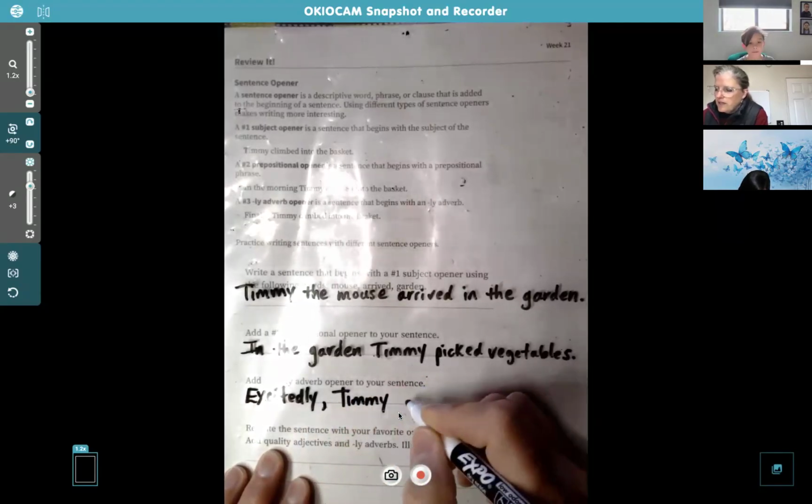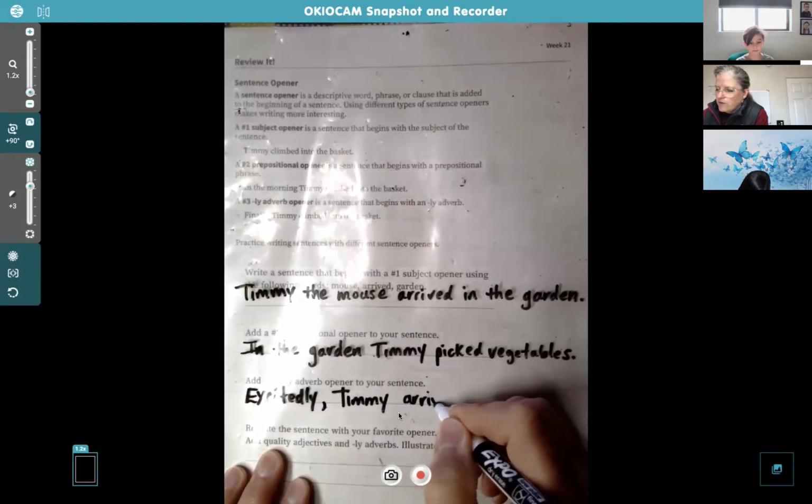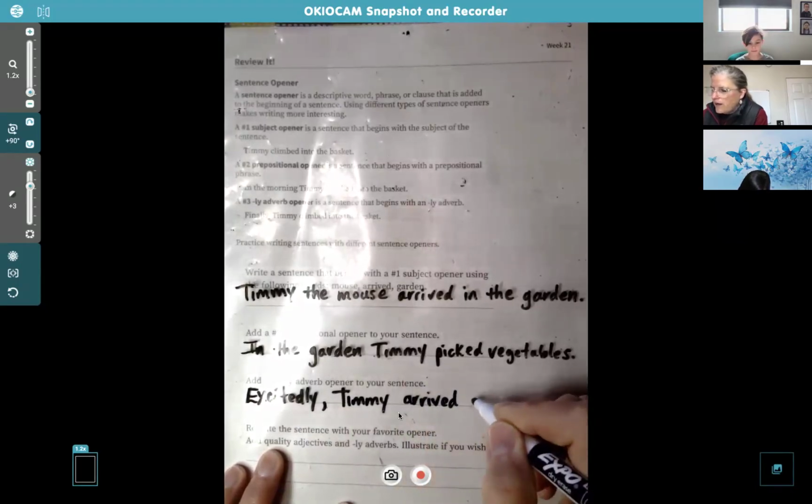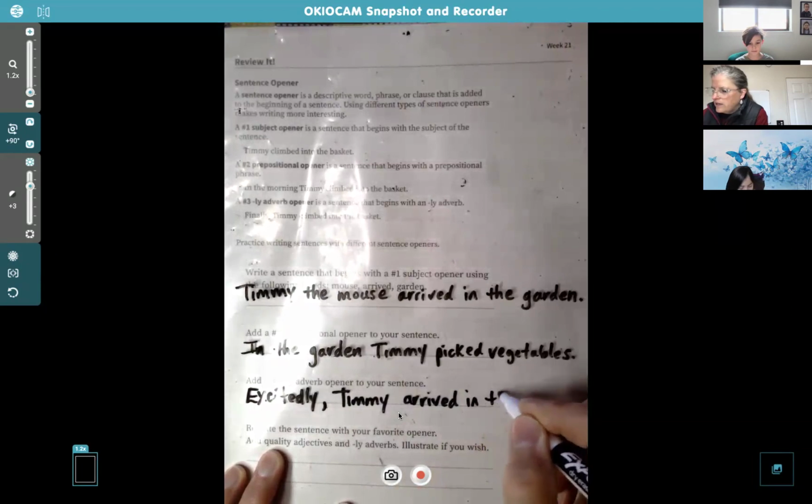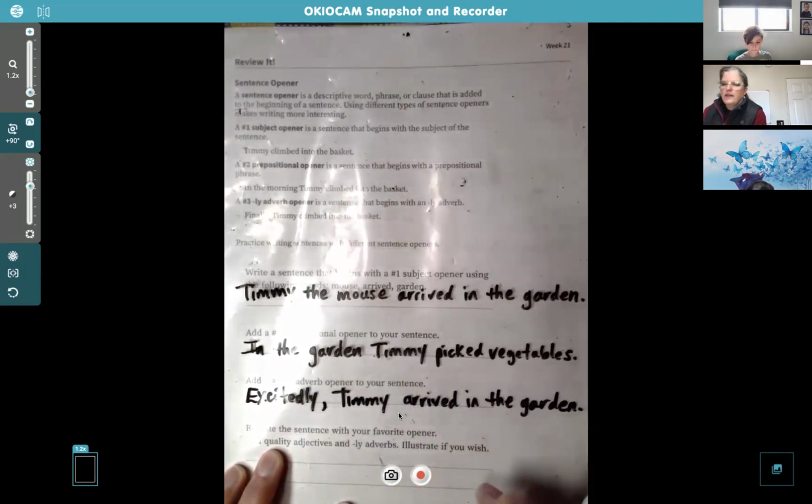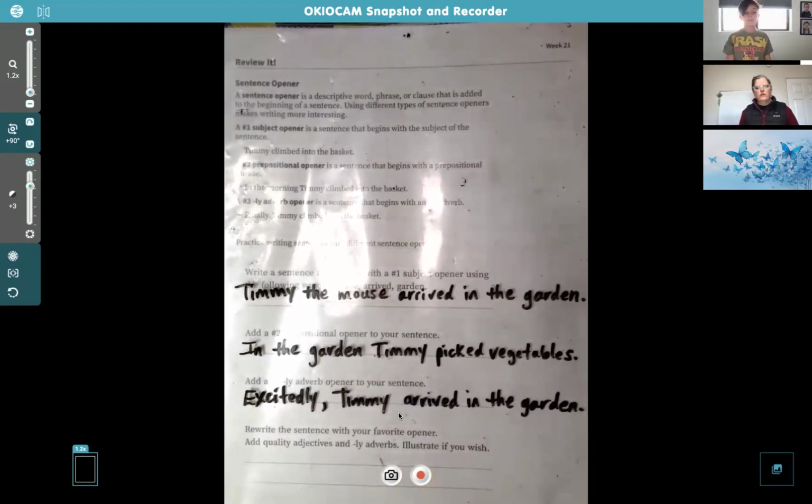I might just say Timmy arrived because I don't have a lot of room here. So Timmy arrived in the garden. But if you want to put walked and all that, you can. What do you have, Sawyer?